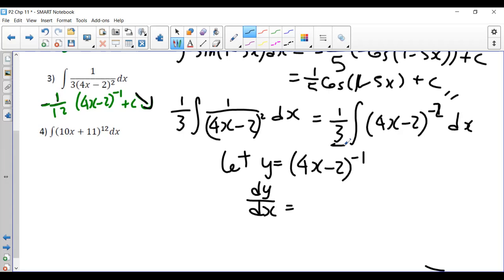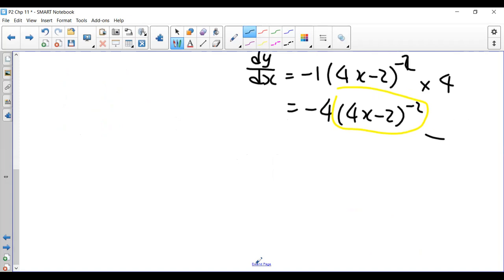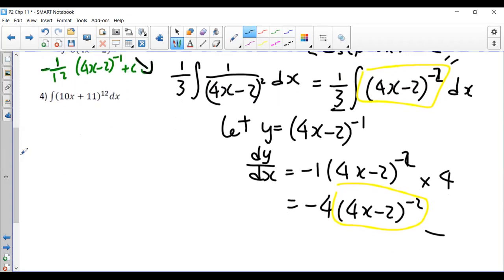So dy by dx, differentiate that one. So bring down the power, minus 1, minus 1 becomes minus 2, times differentiate inside, which is 4. So that gives you minus 4(4x minus 2) to the power of minus 2. We know it works because this function is matched with the question. So what's the integral then? What's the final answer? We have to balance there.